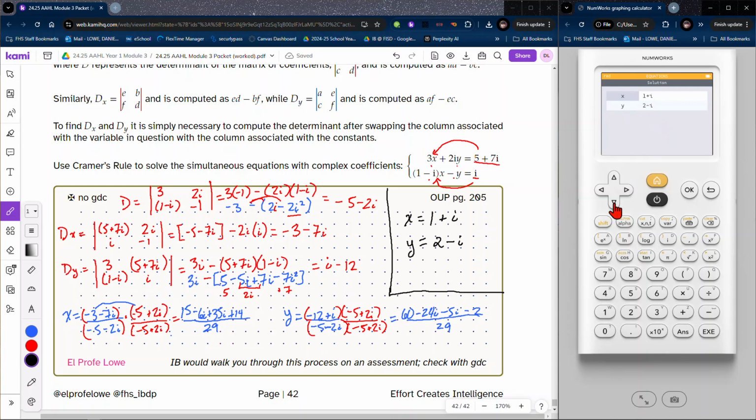So solving our system of equations with complex coefficients using Cramer's rule.